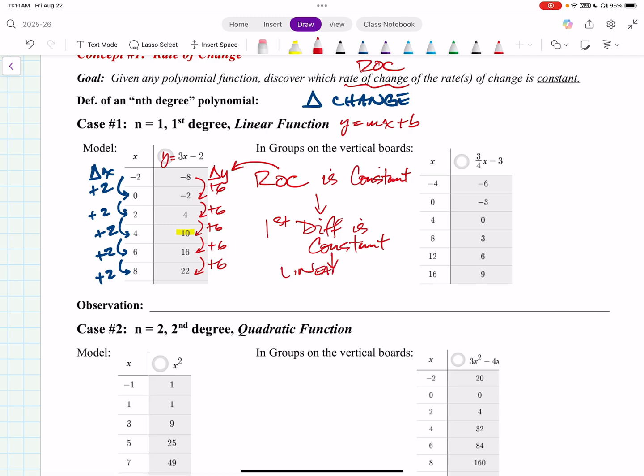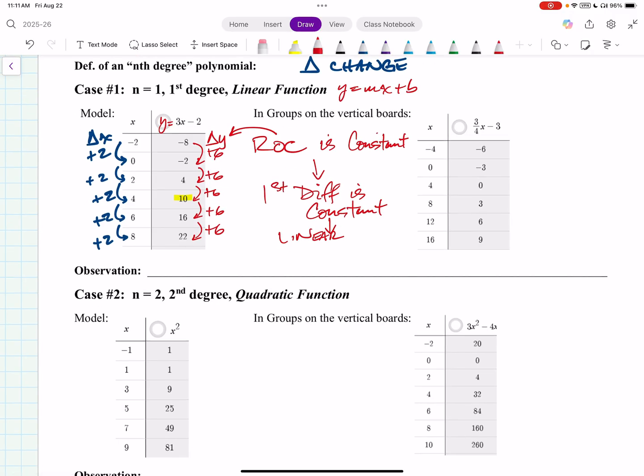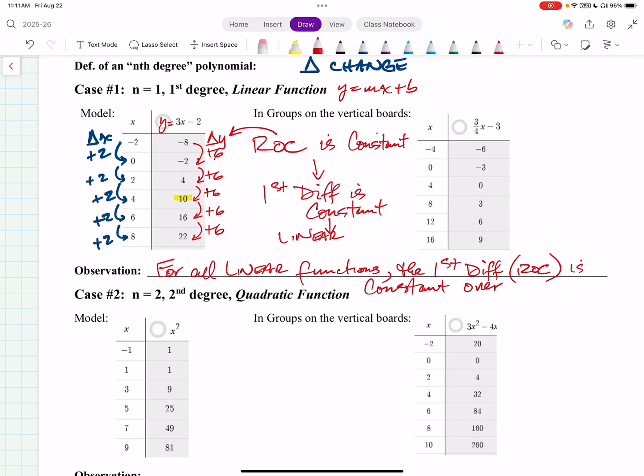This always happens for linear functions. So when you get a constant first difference, you know it's linear. You can try the second one here on your own. Basically, the observation when you do this multiple times is that this always happens. So let's put this in red. For all linear functions, which are the first degree functions, the first difference is constant over equal intervals. The first difference, the rate of change, ROC, is constant over equal intervals. By that, I mean delta x is constant.